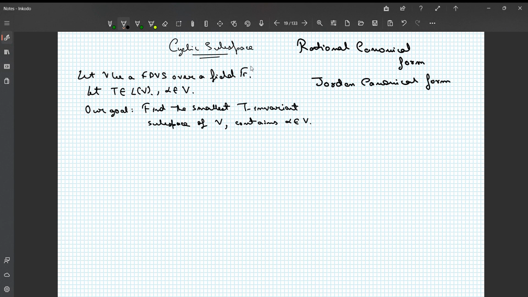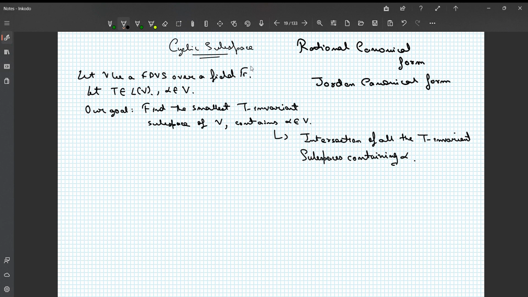Now, what is one obvious way to do this? One obvious way is to just take the intersection of all the T invariant subspaces containing alpha. But that won't be a very fruitful procedure. The procedure we will follow to construct such a subspace will be something else.